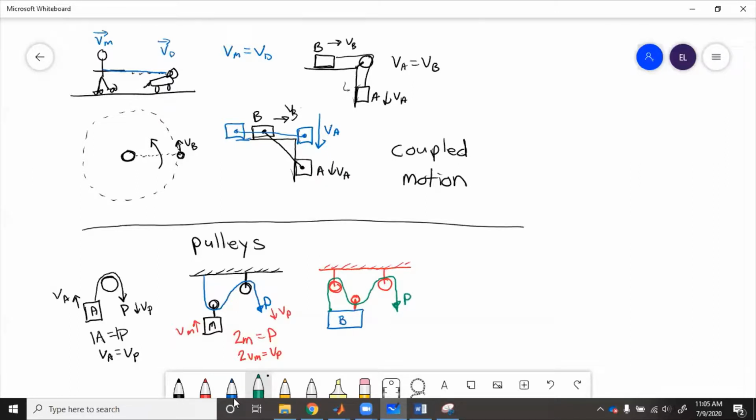All right, well, there's still one rope, but let's see how many parts of the rope are pulling on B versus on P. Well, B has one pulling up, and then here it's got 2 and 3. So 3 parts of the rope are pulling up on B. Now on P, again, only one part of the rope.